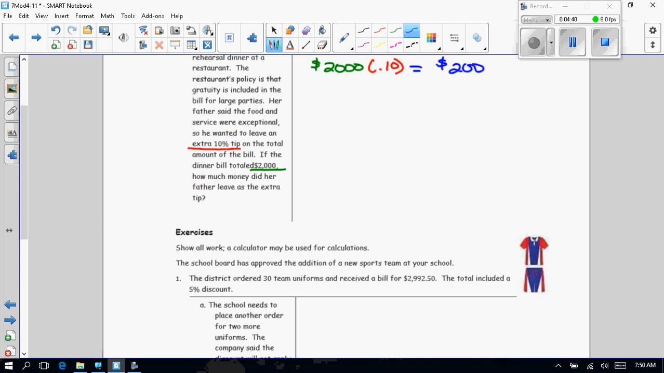So what did you notice about all these problems, besides the fact that they all were the same answer? Okay, what do you notice?